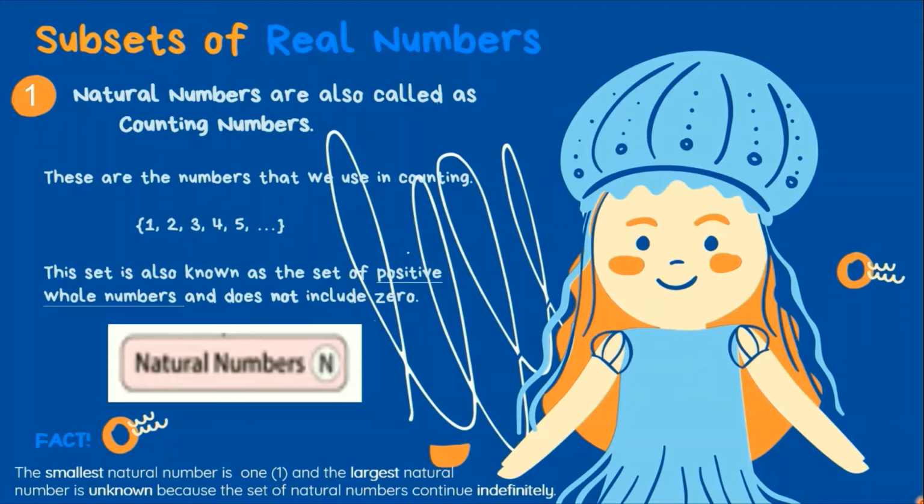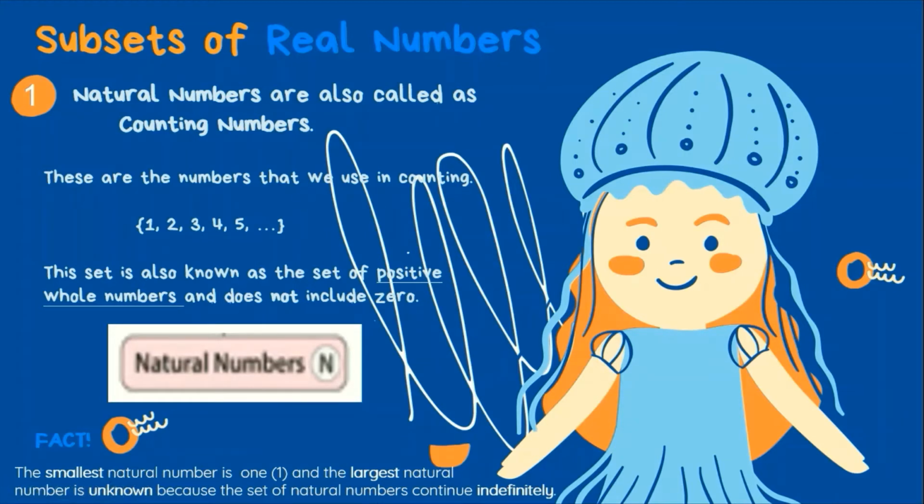And the largest natural number is unknown, because the set of natural numbers continues indefinitely. Tulad nga nitong nasabi ko kanina, meron tayong ellipsis after 5. It means that counting numbers doesn't end with 5. Tuloy-tuloy ito. At hindi natin alam kung kailan ito matatapos. Kaya, ang largest natural number ay hindi natin masasabi kung ano dahil the list goes on indefinitely.